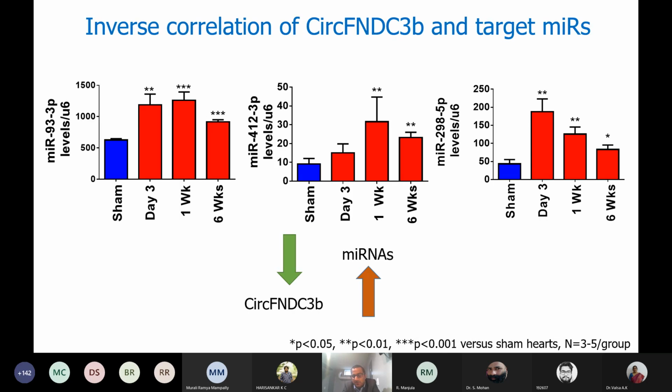Next, we wanted to see whether there is an increased expression of these microRNAs in the mouse hearts post-MI. Why we did this experiment: as you remember, circular FNDC3B expression levels were downregulated, so we are seeing whether these microRNAs went up. We see an inverse correlation here. When the circular RNA levels were down, as you see in these red bars, these three microRNAs, 93, 412, and 298, were upregulated. So we thought it would make perfect sense that when we increase its levels, it will bind to them and inhibit their activity. That was the whole idea.